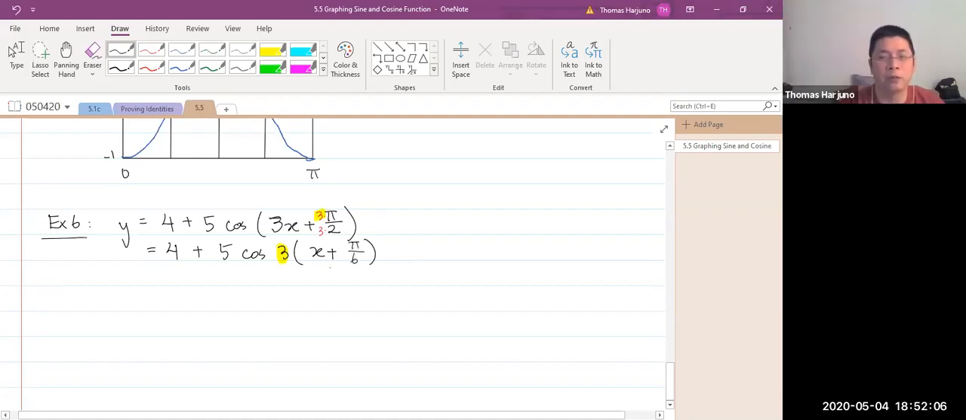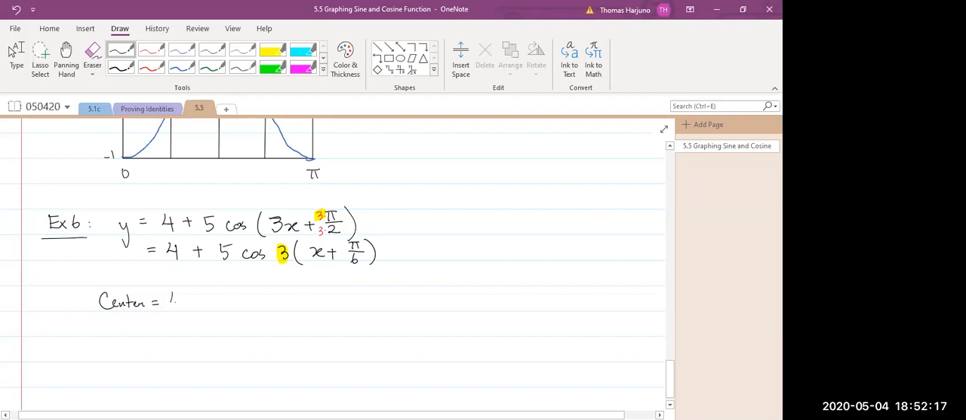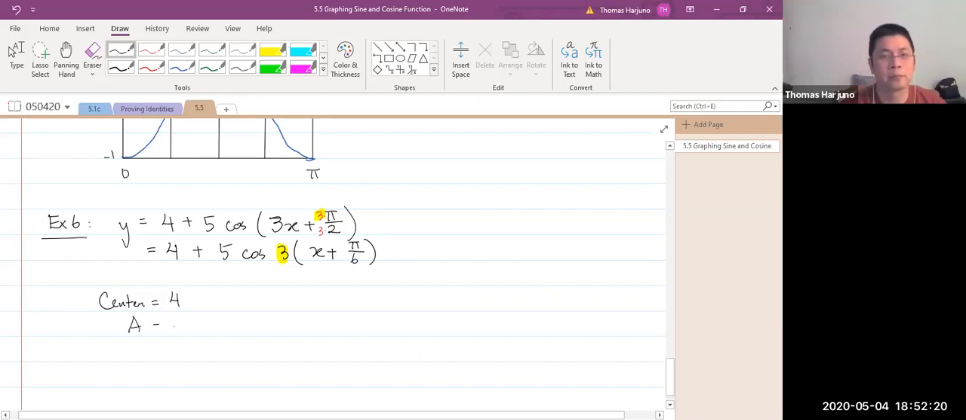Okay, now from there we see the center is 4. How about the amplitude? 5. Okay, the period will be 2 pi over 3, the coefficient of the angle, and then the phase shift is negative pi over 6.